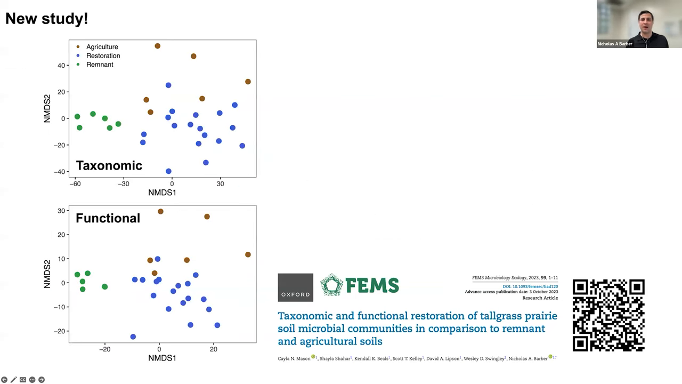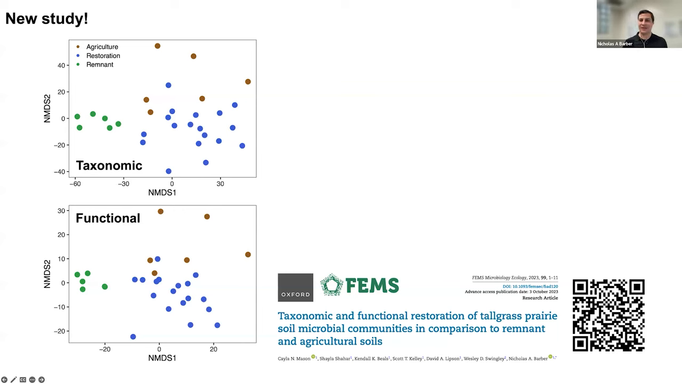I won't take too much time, but just as a couple quick highlights for some of the relevant findings in this new paper. First, these ordinations here are depictions of taxonomic composition in the top panel and functional composition based on KEGG ortholog counts in the bottom panel. Blue dots are restorations, green are remnants, and brown are the ag fields.